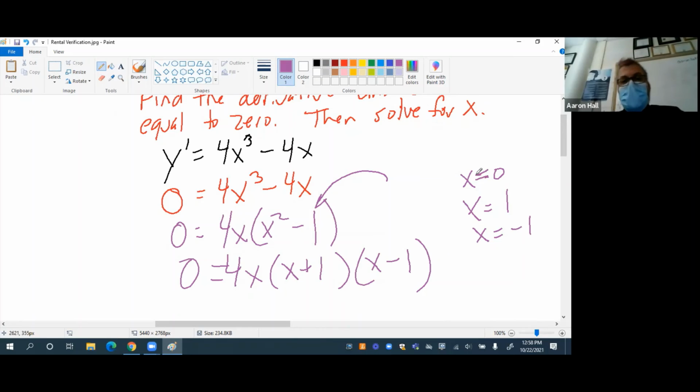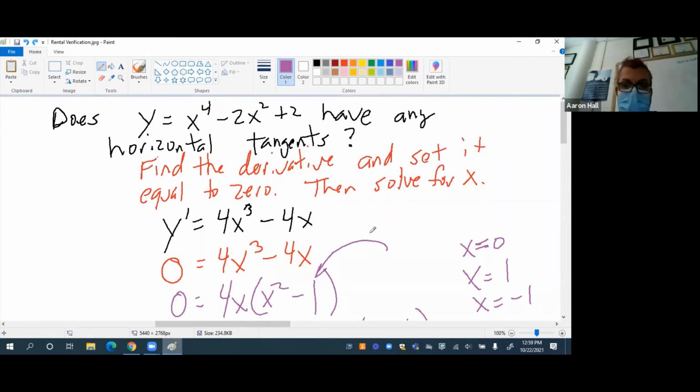There you go. Should we graph it and find out? Yeah. Let's see how we did. Those are our horizontal tangents. Bentley, do you see the difference of squares here? Yeah, because I have x squared minus 1, and minus 1 is the same thing as minus 1 squared, so I have a difference of squares. That's one of our special factors. All right, let's go ahead and graph this and see if we do indeed have 0 slopes at 0, 1, and negative 1.